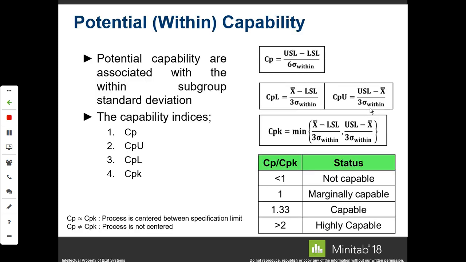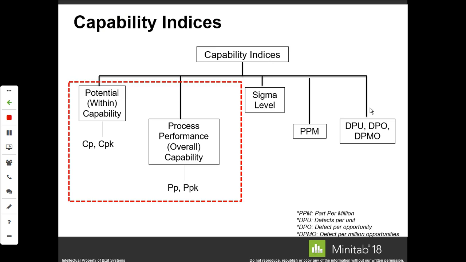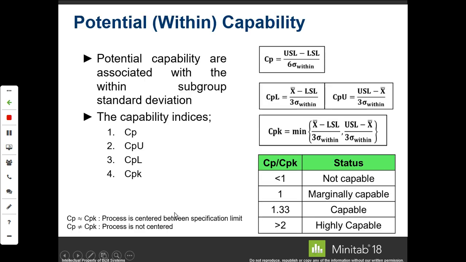Okay, so for this webinar, we focus on this kind of index, which is Cp, Cpk, and then Pp, Ppk. As we know, Cp is a potential capability associated with the within-subgroup standard deviation. And for the capability index, we also have CPU, which is Cp for upper, and then CPL, Cp for the lower, and the last one we have Cpk. So this one is the rule of thumb based on the AIAG standard.